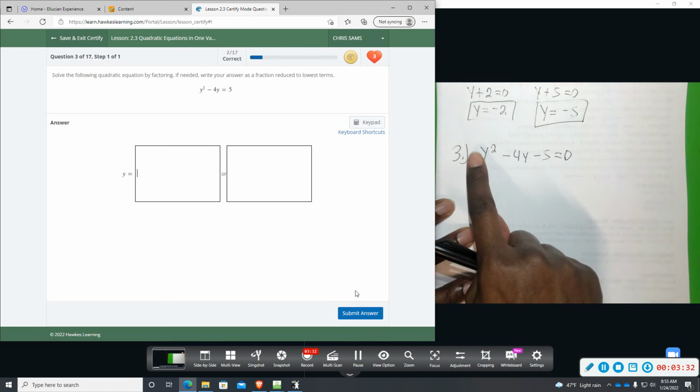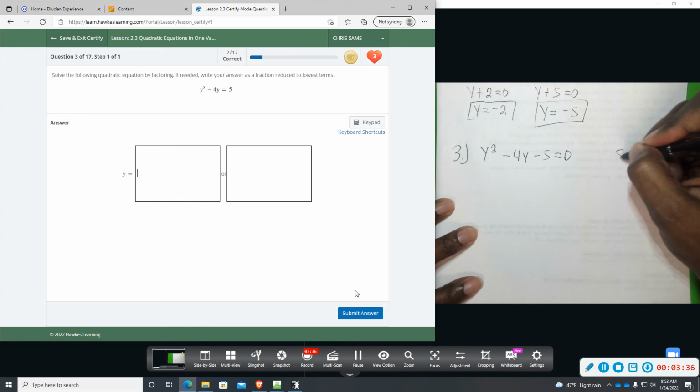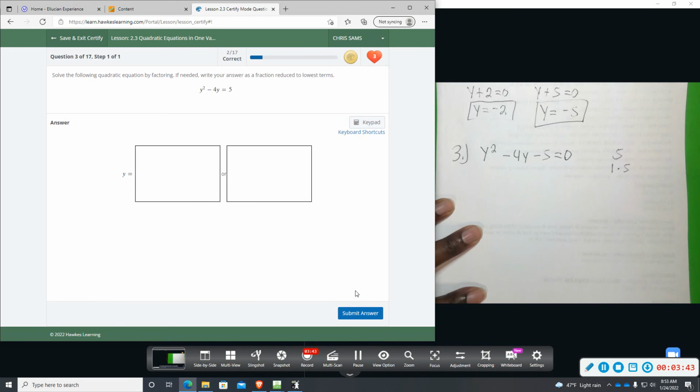And then the same process. Leading coefficient times the constant. 1 times 5 will give us 5. Alright, the factors of 5 are just 1 times 5. There's nothing else that multiplies to give you 5.